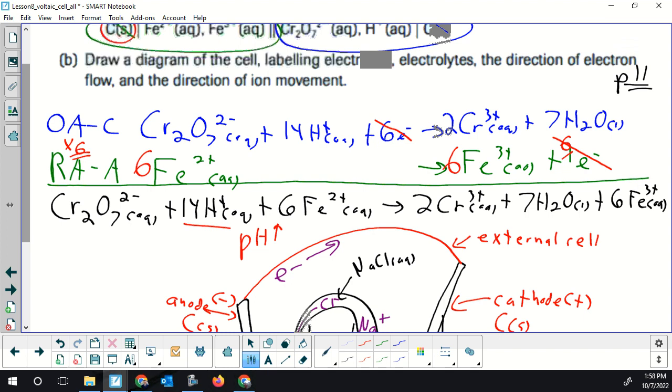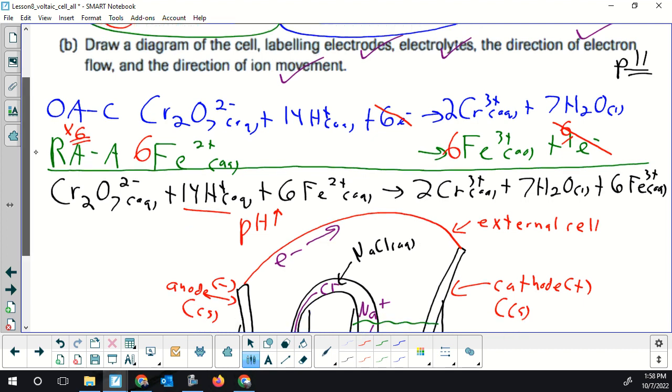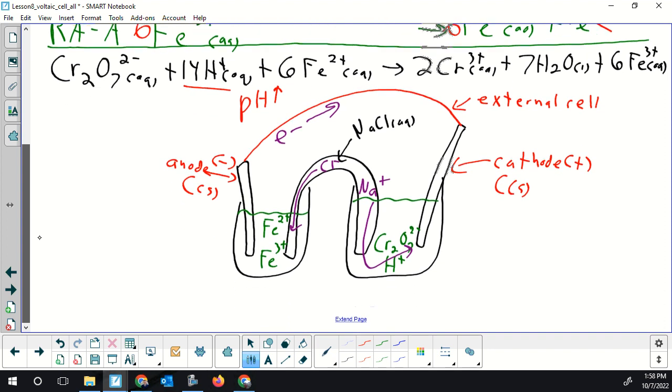Draw a cell, including labeling electrodes, I did that. The electrolytes were the dichromate, the H plus, the iron 2, the iron 3, the direction of electron flow, and the direction of ion movement. I've answered all the pieces, so I don't have to do any more. Again, you should not be shocked to get questions about pH, colors, electrodes getting heavier.